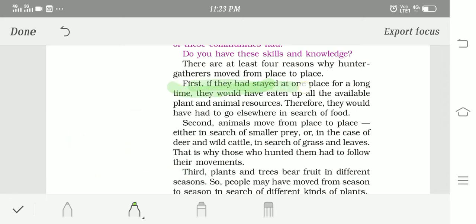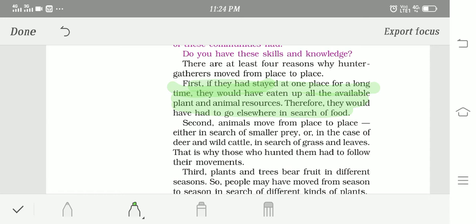The first one is here. Yes, if they used to live in the same place for a long time, what used to happen is that these people would consume the complete amount of the food. They would use up the complete resources. So what they have to do, they have to migrate. After all, if you don't get any resource in your place, you would die without food and without the animals, because animals move. So definitely, in search of food, the people are moving from one place to another.